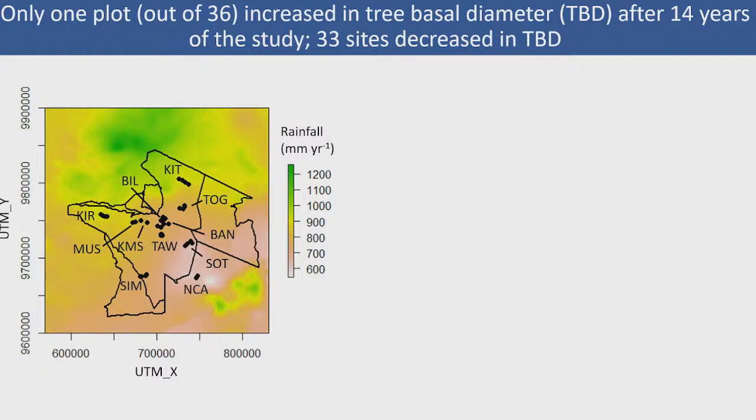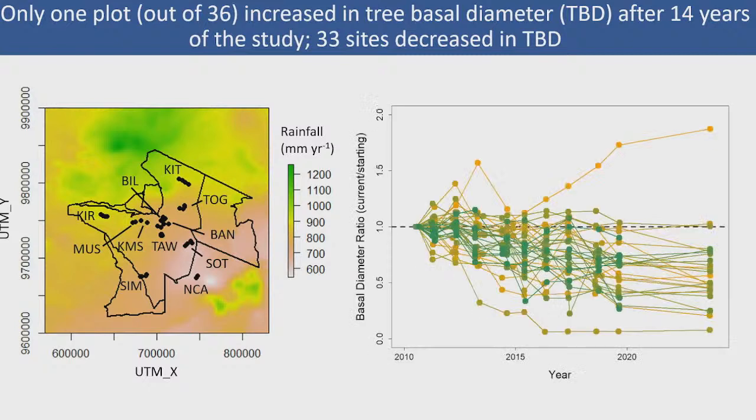And looking at the plot level after 14 years, these are our sites across a rainfall gradient map. Darker green areas are more rainfall, white or orange areas are lower rainfall. And these are the plot data over time. So if values occur above this 1 line, that means there were more trees in the plot than the starting number. And if it's below this, then there are fewer trees in the plot over time. And amazingly, there was 1 plot out of our 36 that actually increased in tree cover.